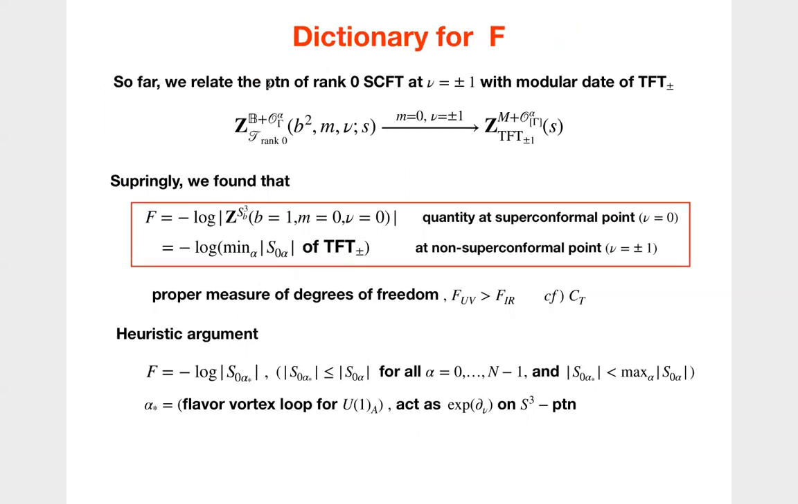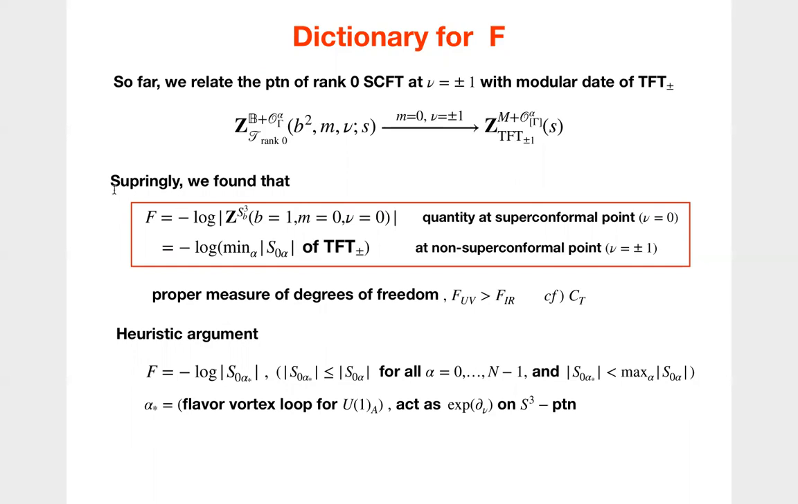So far we related the Bachian function of rank 0 CFT at some degenerate limit with the modular data of topological field theories. So basically we claim that some supersymmetric Bachian function at some degenerate limit, which corresponds to non-supersymmetric R-symmetry choices, becomes the Bachian function of a topological field theory on this topological background.